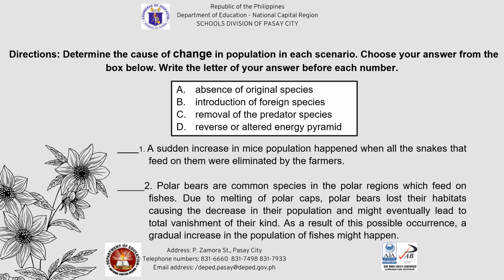Scenario number 2. Polar bears are common species in the polar regions, which feed on fishes. Due to the melting of polar caps, polar bears lost their habitats, causing a decrease in their population and might eventually lead to a total banishment of their kind. As a result of this possible occurrence, a gradual increase in the population of fishes might happen. If your answer in this scenario is letter A, you are correct. Absence of original species is the event for this scenario.